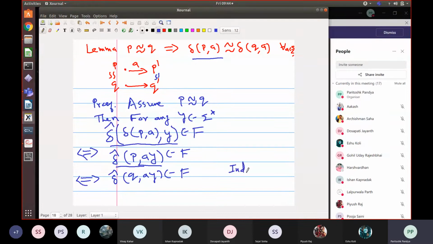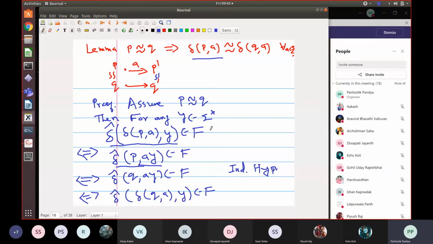Induction hypothesis. Induction hypothesis says that from P, if you go on a string to a final state, then from Q also, if you go on the same string, you go to a final state, because P is equal to, in our case, the string is AY. Right? This implies that delta hat of delta of Q on A on Y belongs to F.